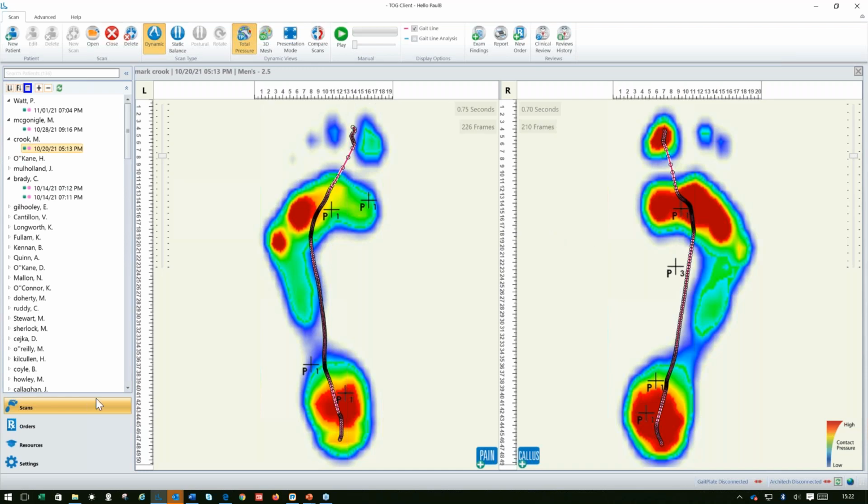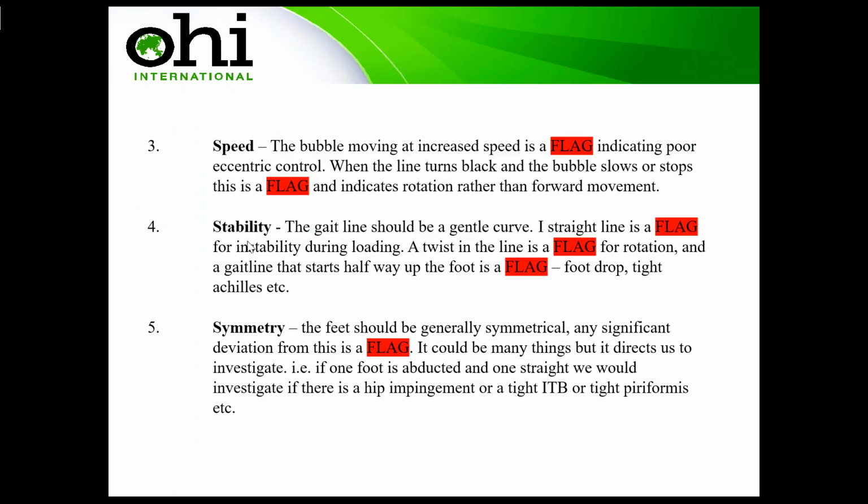Stability is the next S that we talk about. The gait line should be a gentle curve. If the line is completely straight, that's a flag because it's not showing a nice gentle curve round up the outside of the foot onto the first and back off. A straight gait line is a very unstable gait line. If there's a twist in the line anywhere, but like we were talking about with the areas of black, where if there's a zigzag or a twist, then that's a flag because of rotation, okay?